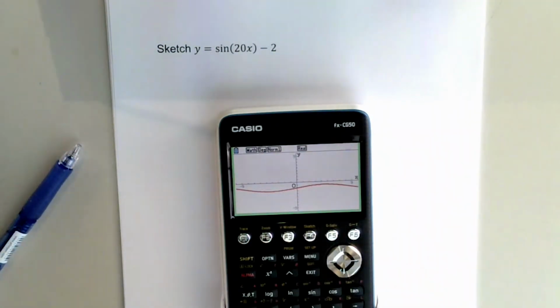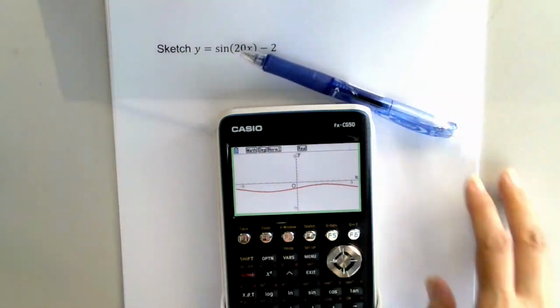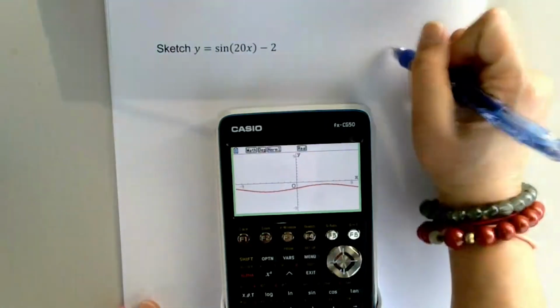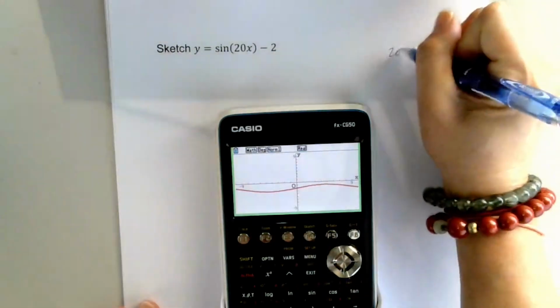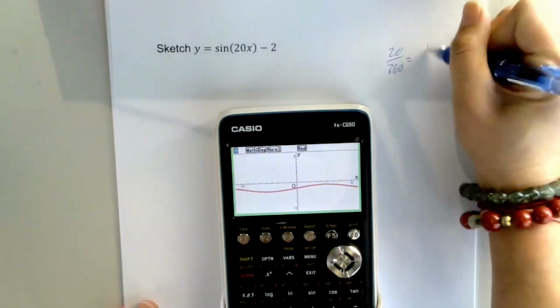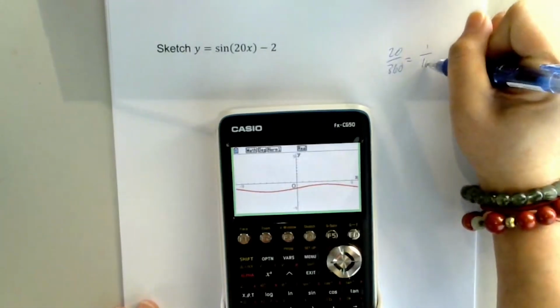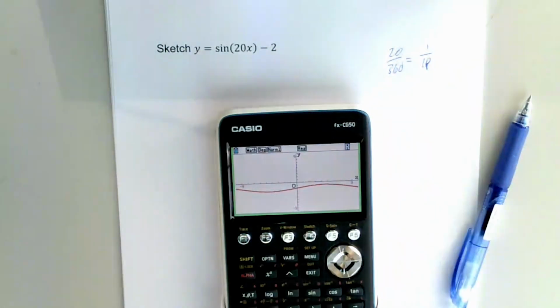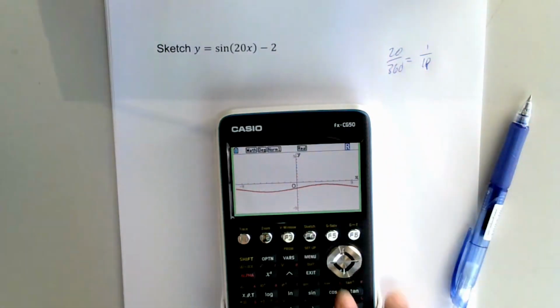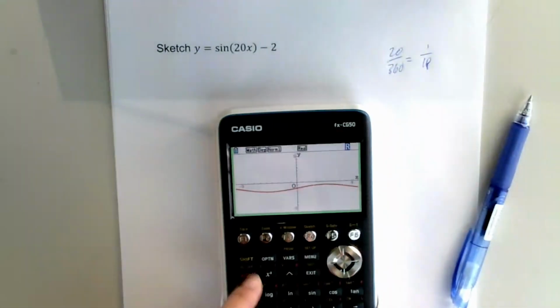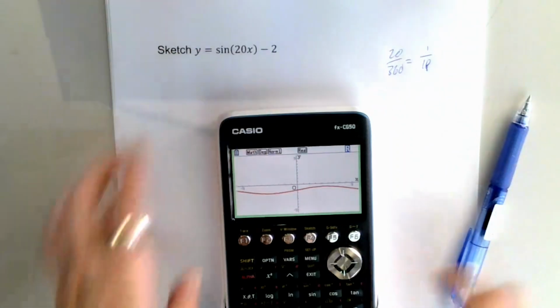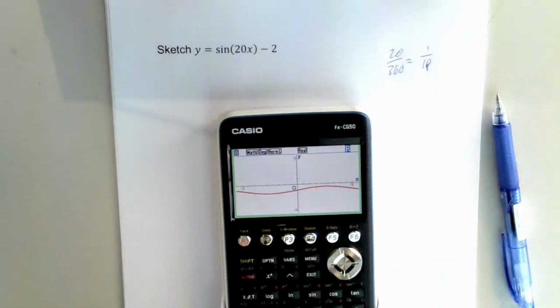So that is the curve of those. So it's 20, the period is 20 over 360, which is 1 over 18. So it's pretty small, so I got it wrong. So this is the degree with the sine. Make sure you get the correct setting.